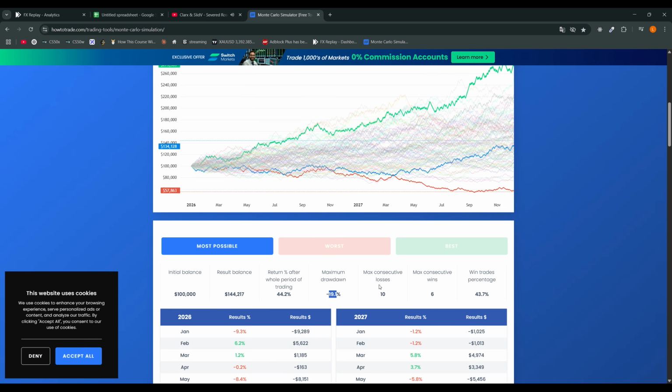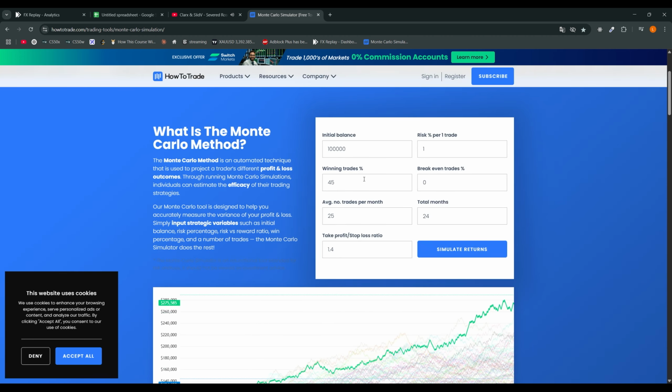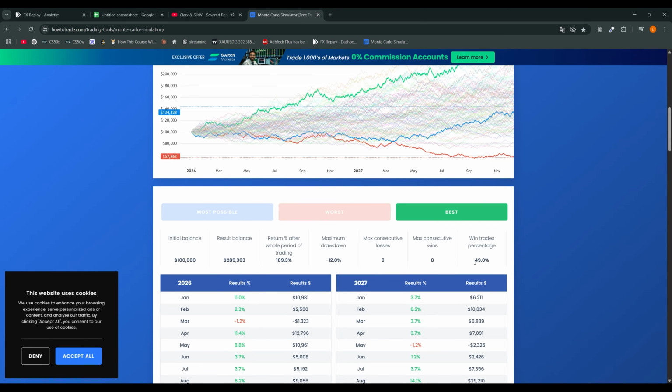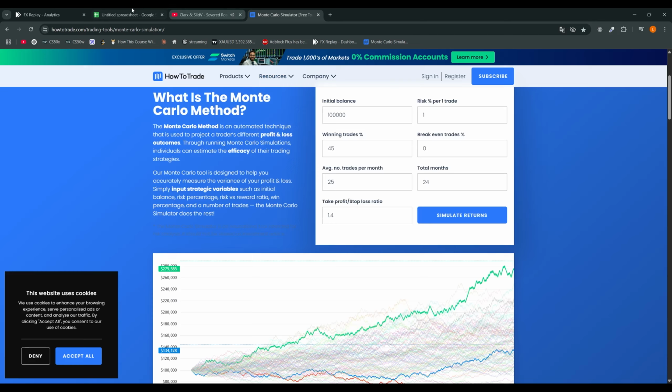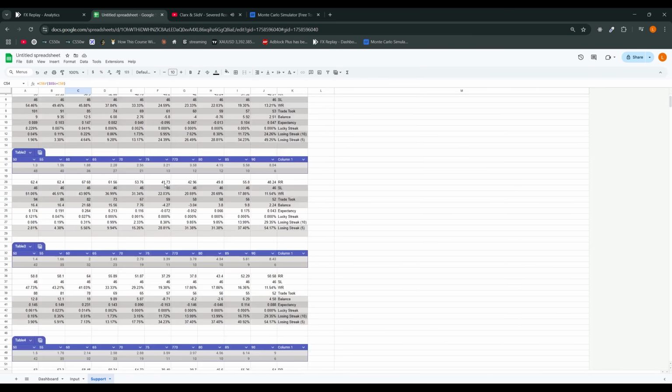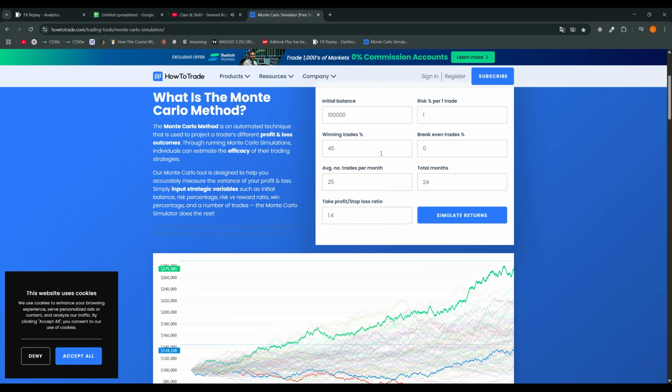We have a maximum drawdown that is too large in this case, and a 44% gain in 2 years. It's not that great, the maximum drawdown is too high. The best case scenario is 189% in 2 years, and the worst case scenario is a negative return, with a 2.1 risk reward.